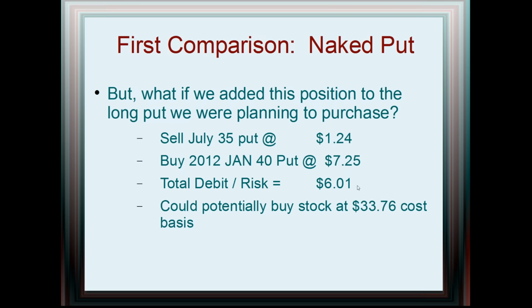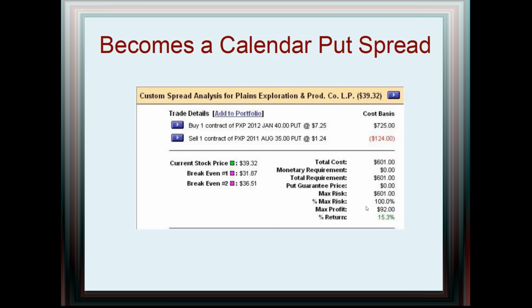Okay? And that means that you could potentially buy stock, of course, at $33.76. If the stock drops below 35, you're now going to have a cost basis of $33.76. Now this here, we see the maximum risk, of course, is $601. Now that's for one contract and one put. Remember, my maximum risk in the PXP married put was only $2.33 per share. So it's about a third of what we're looking at here. The max profit is $92. It's not bad. It's a 15.3% gain.